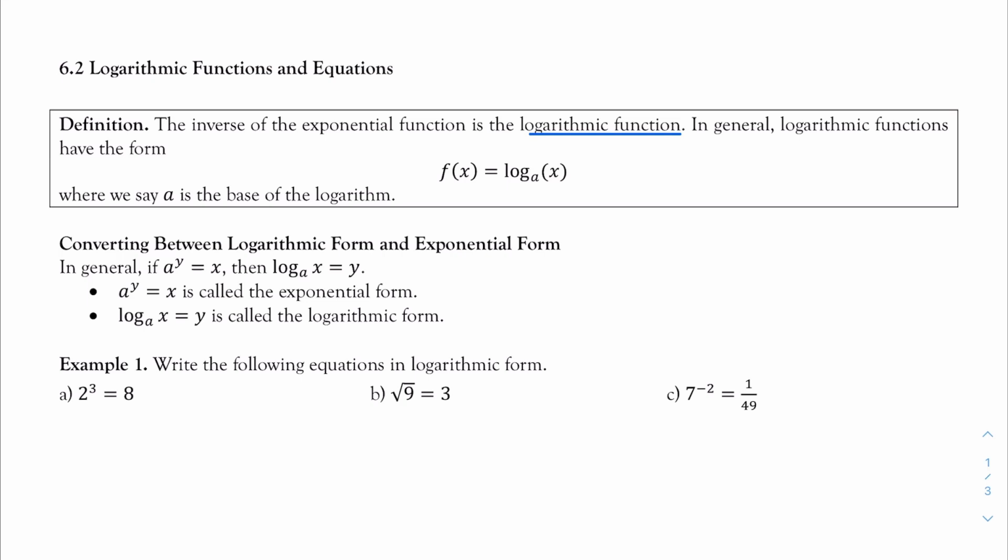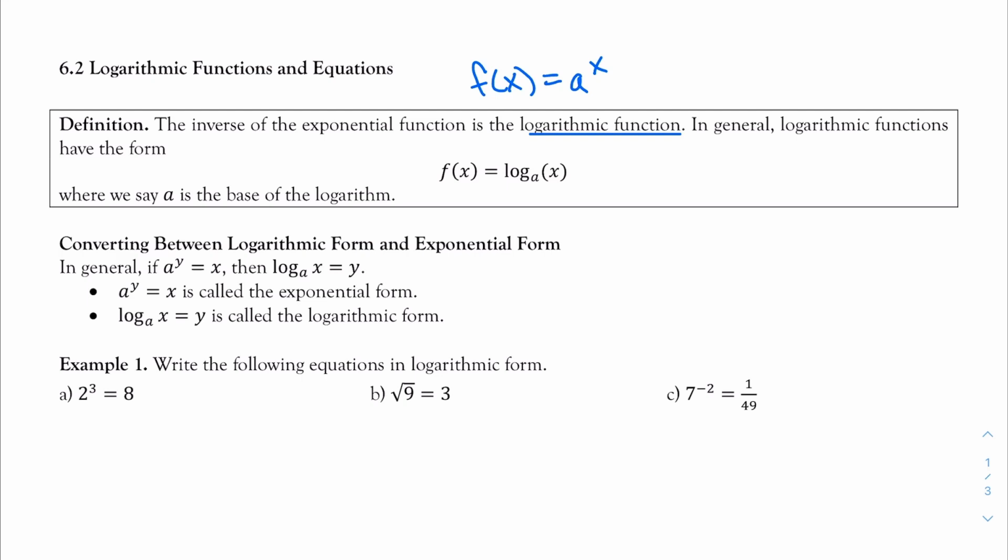So again, this is the inverse of the exponential function. Remember that we have exponential functions. These are functions that have the form f of x is equal to a to the x. Well, since the exponential function and the log function are inverses of each other, we know from our inverse function section that if I compose these two functions, then I should end up with just x.